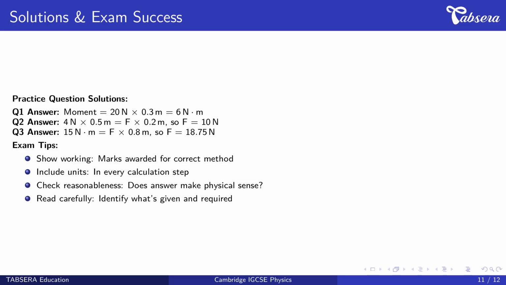Now, exam success tips. First, always show your working step by step. Even if the final answer is wrong, you earn marks for correct method. Second, include units in every calculation step. This demonstrates understanding. Third, check if your answer is reasonable. A door shouldn't need 1,000 newtons to open. Fourth, read questions carefully, identifying given information and what you must find.